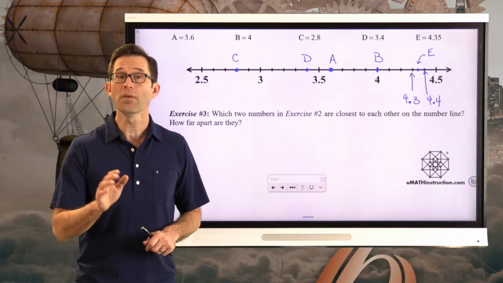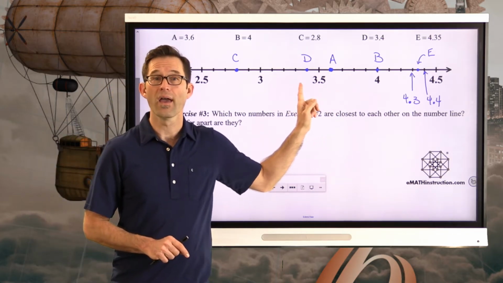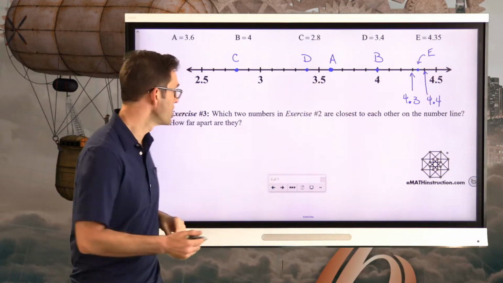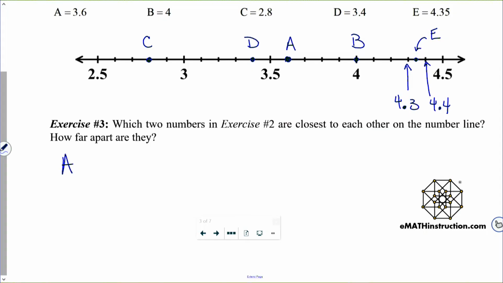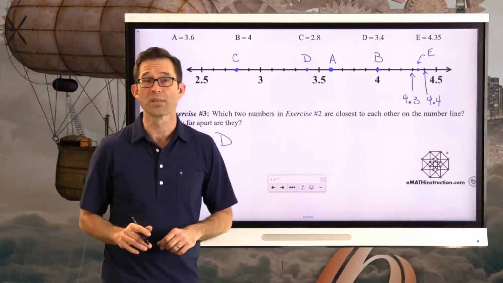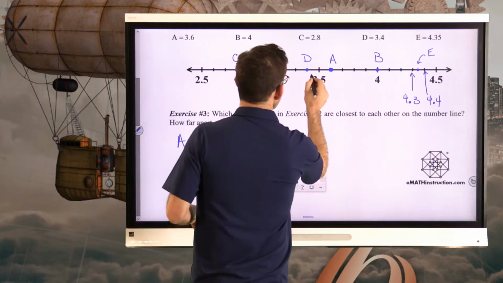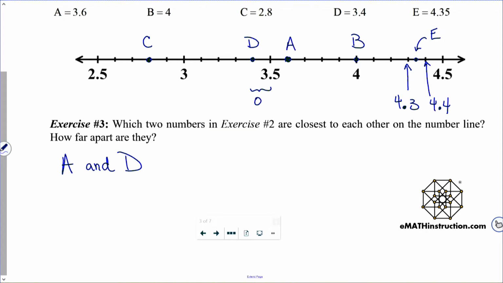All right, well, it should be visually obvious that the two numbers that are closest together on this number line are A and D, right? They're very, very close together. So that just answers the first one, A and D. Now, how far apart are they? Like literally, what distance separates them? Well, you wouldn't want to say 2 or 2 units because that's not correct. In fact, right, from here to here is 0.1 unit, and from here to here is 0.1 unit. So they are 0.2 units apart.